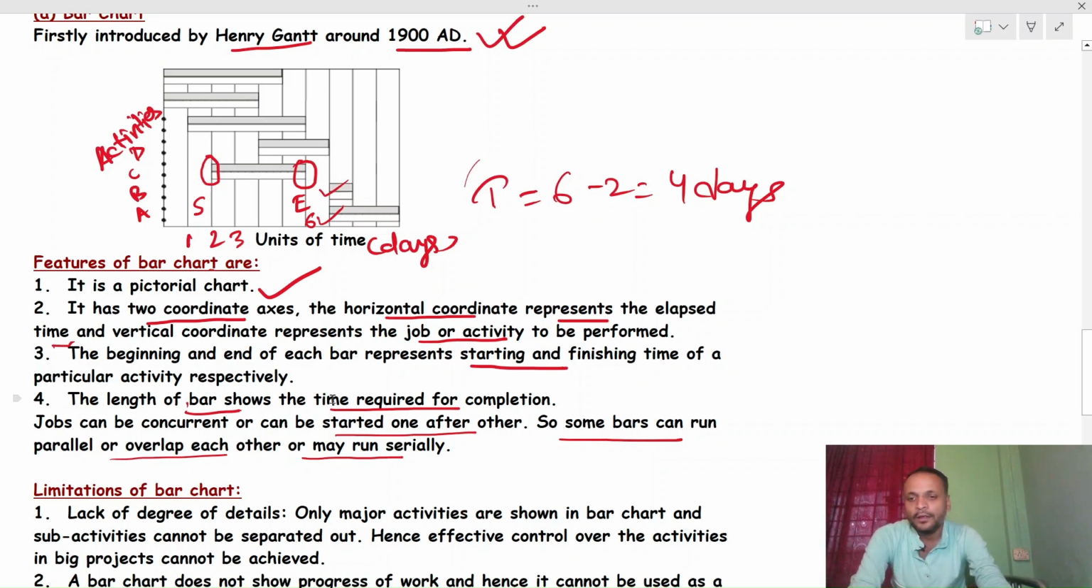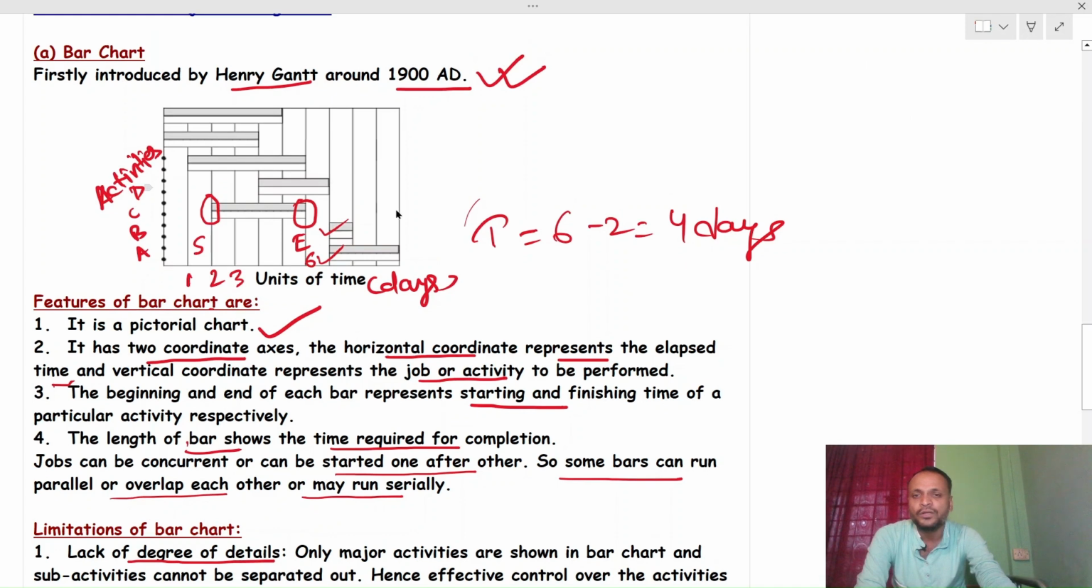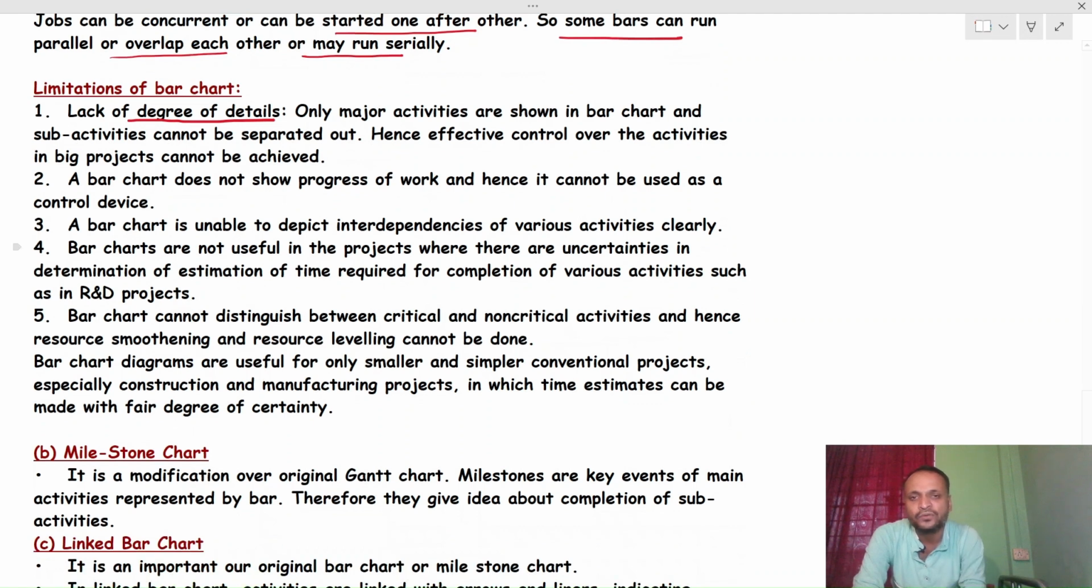Okay, so there are some limitations of this bar chart. The first is the lack of degree of detail in this pictorial chart. We don't have much detail. If any activity is dependent on another activity, that is not shown here. Only major activities are shown in the bar chart; we cannot show minor activities, because that would make the bar chart clumsy. That's why this bar chart is used for minor projects, not big projects.